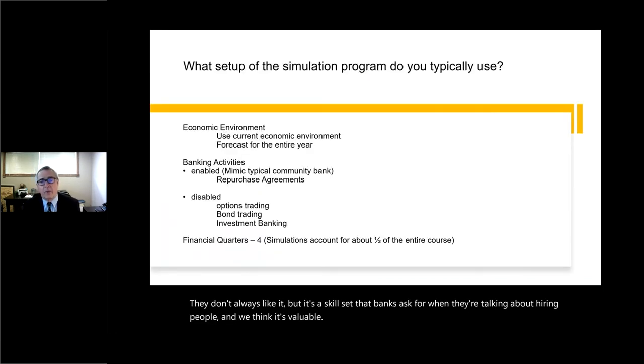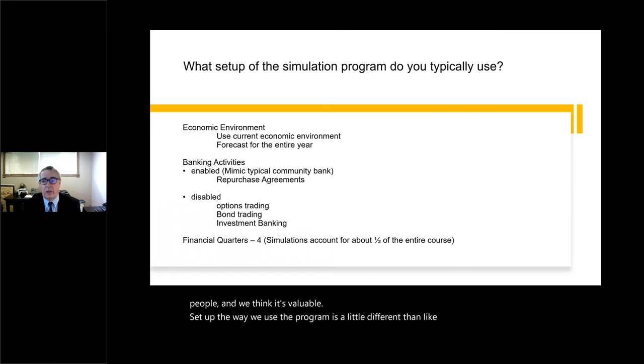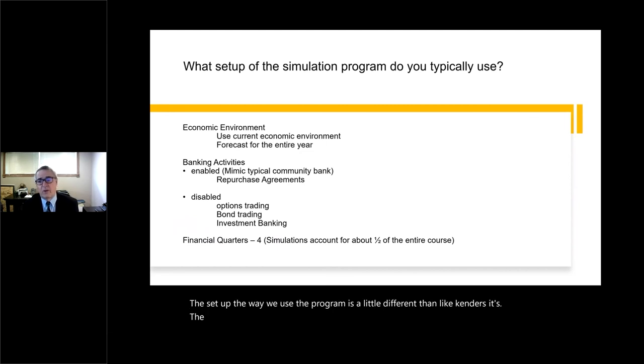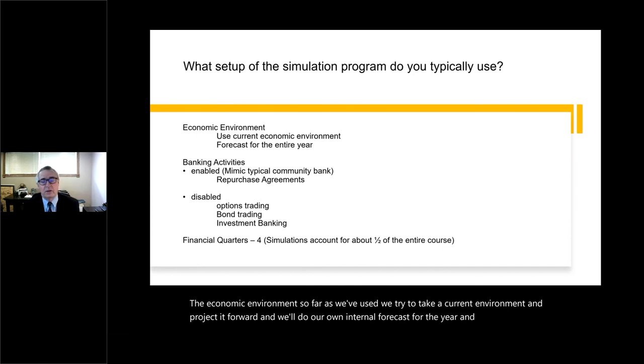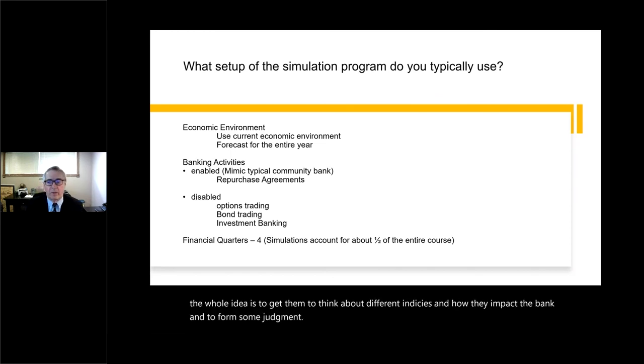The setup, the way we use the program, is a little different than what Kent does. It's the economic environment. So far as we've used, we try to take a current environment and project it forward, and we'll do our own internal forecast for the year. And then the students have to work through that. They don't know from quarter to quarter what it's going to be. But the whole idea is to get them to think about different indices and how they impact the bank, and to form some judgment about what they're going to be.